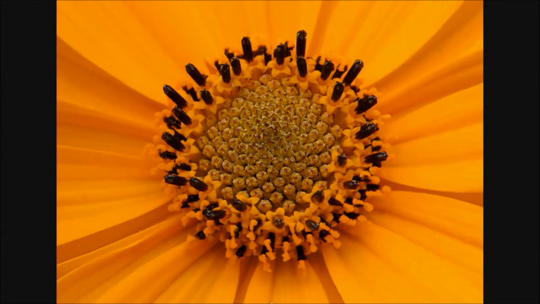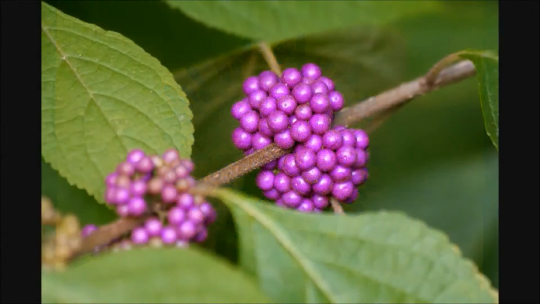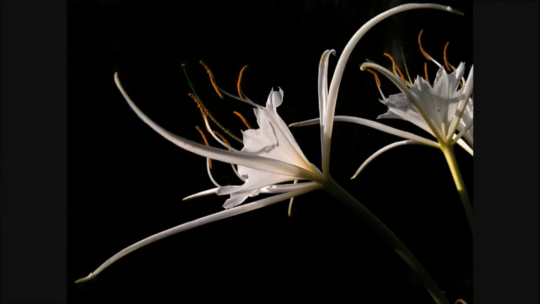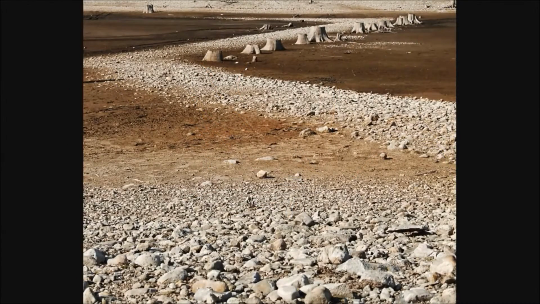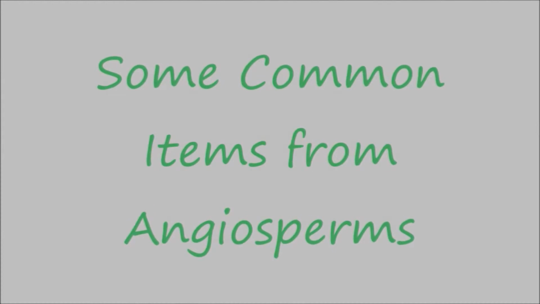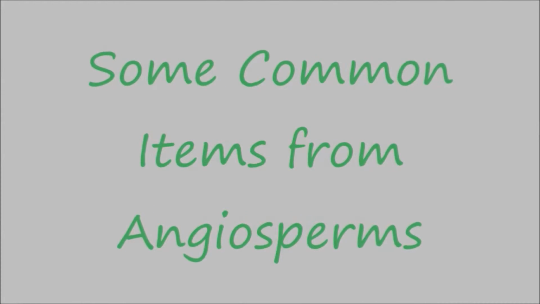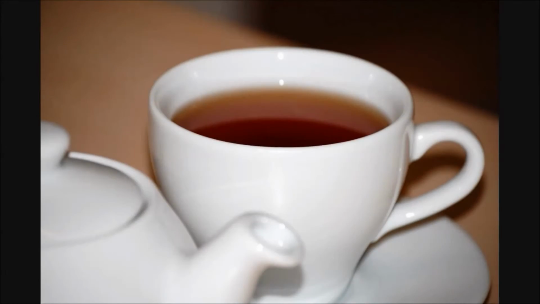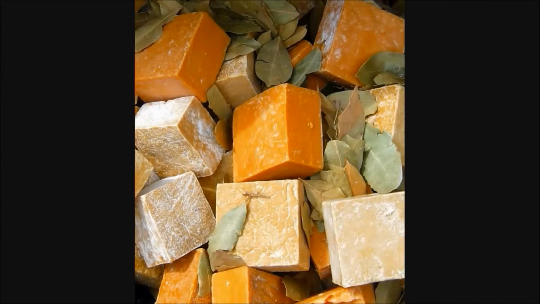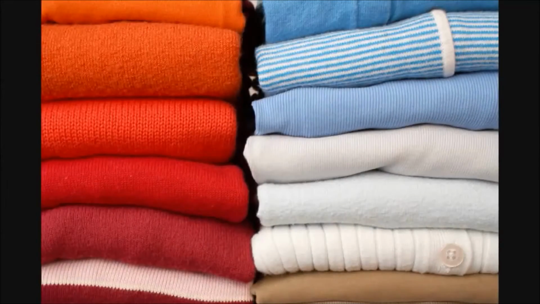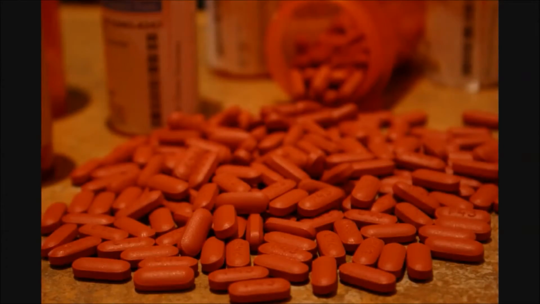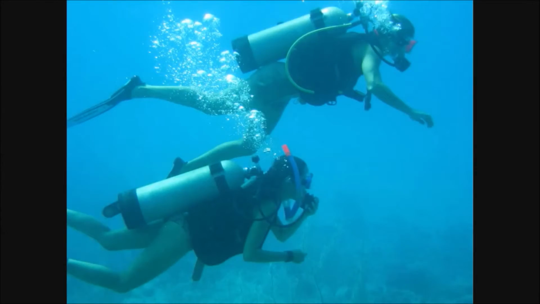So far, we have seen how angiosperms provide us with fruit and flowers. But what else do angiosperms do for us? Well, the list is almost endless. Life without flowering plants would be pretty empty. Here are just a few examples of the many items we use every day that come from flowering plants. Food, drinks, soaps and perfumes, clothing, furniture, and medicine.